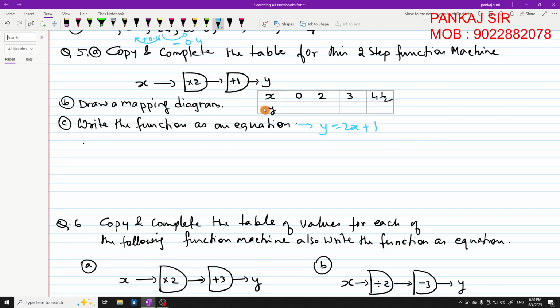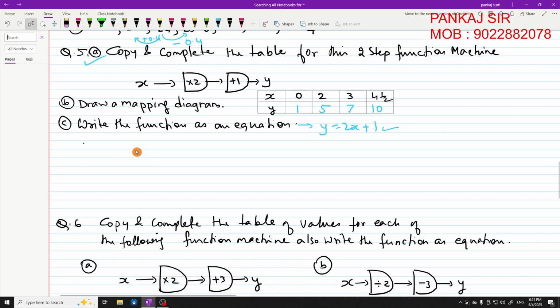Now draw the mapping diagram. Now first let me complete the table. So if x is 0, y will be 1. When x is 2, 2 twos are 4 plus 1, y will be 5. When x is 3, 3 twos are 6 plus 1, this will be 7. When x is 4 and a half, 4 and a half into 2 will be 9. 9 plus 1 is 10. My table is complete. So A part has been done. The C part of the answer is y equal to 2x plus 1. That is, I've written in the equation form.